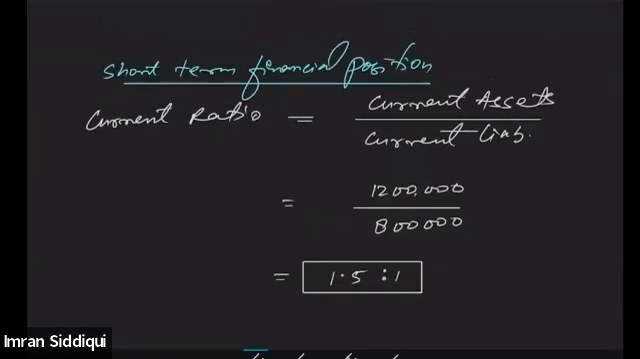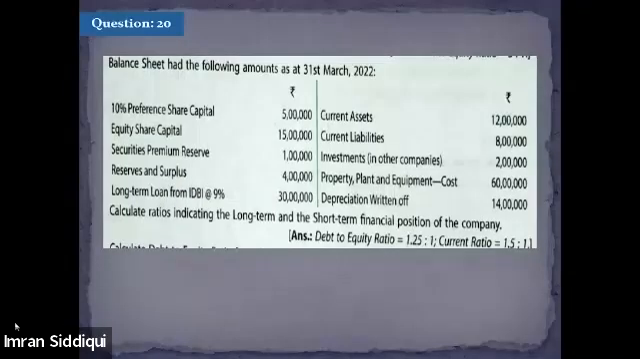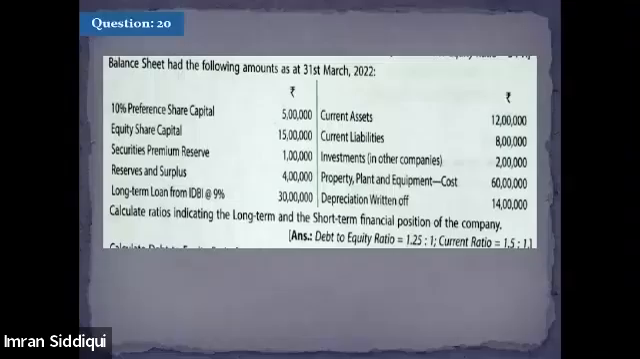Apart from this, we need to find out the value of the debt to equity ratio as well. For that purpose, we'll take the value of the equity and debt. Out of the given information, let's figure out the value of the debt. 10% preference shares will be part of the equity. This is part of shareholders fund. 5 lakhs.